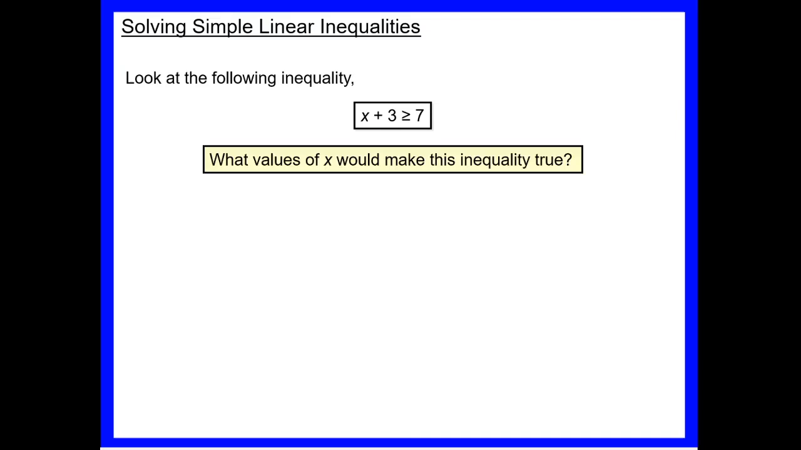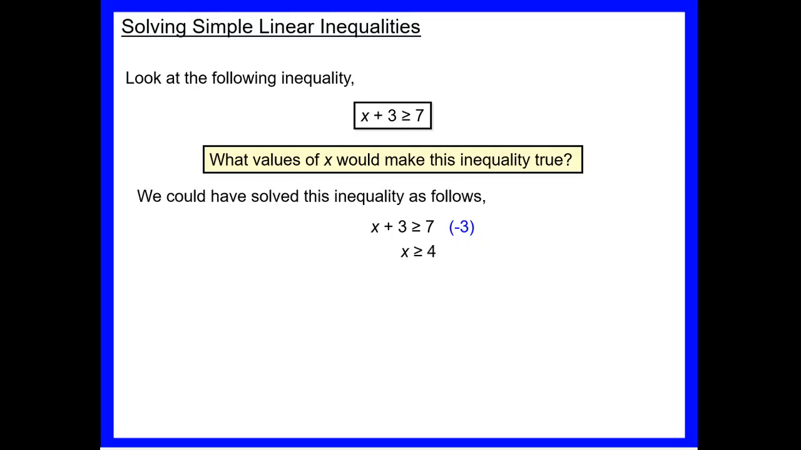So to make this inequality true, we find the value of x. So if we wanted x to be equal to 7, we would subtract 3 from both sides. If we subtract 3 from both sides, we get x is greater than or equal to 4. So what that's telling us is x could be the value 4, or it can be any number that is bigger than 4.